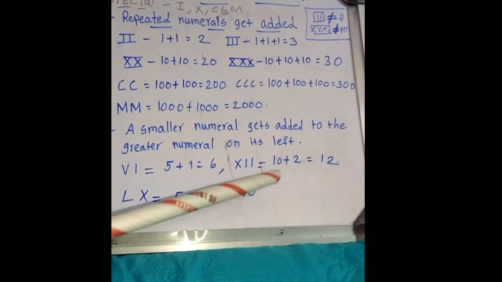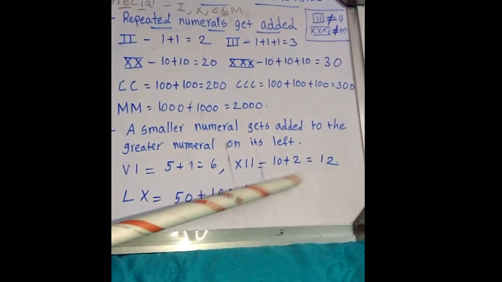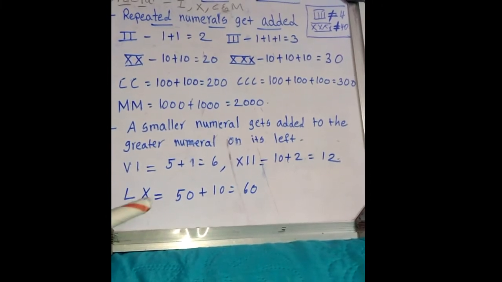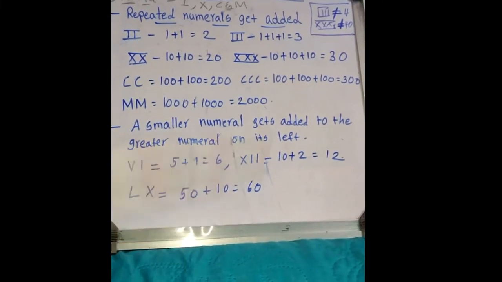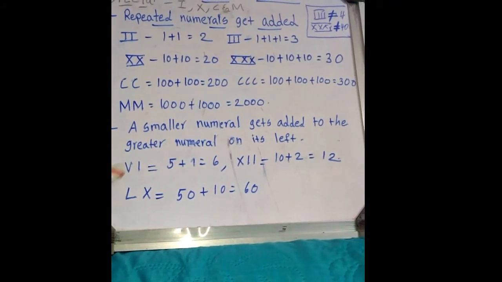And here, 10 plus 2 is equal to 12. Here 50 plus 10 is equal to 60. When you write the larger numerals, you should write like this.